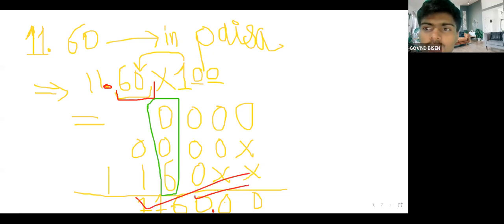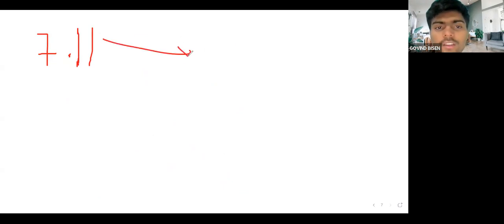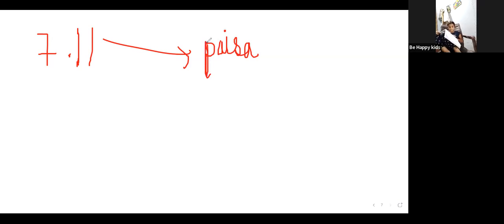Now let us find out the amount of money that we will get from 7.11 rupees. In Paisa. This we have to do in Paisa. Okay, sir. So in this way, we are learning the multiplication with decimal also. Right? Okay, sir. Yes, sir.